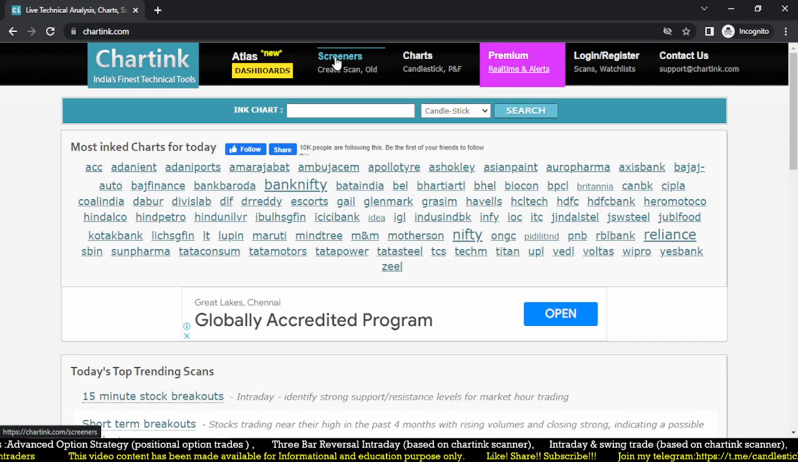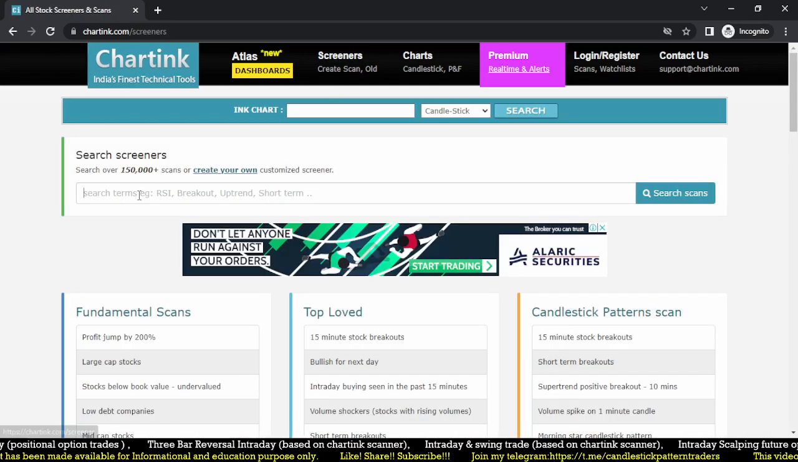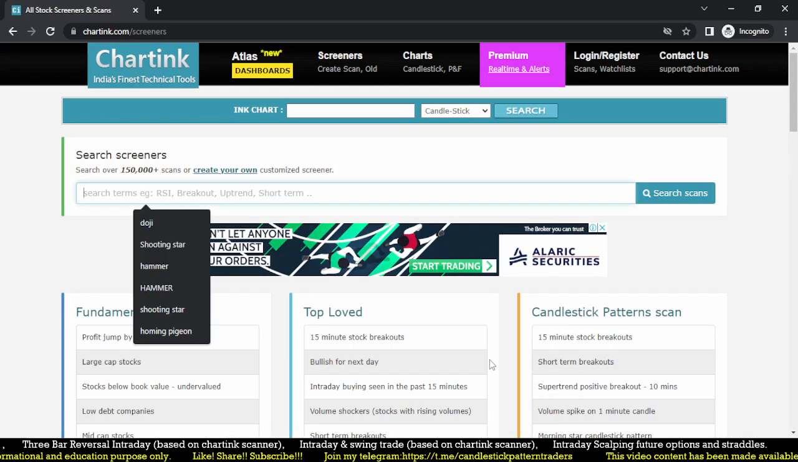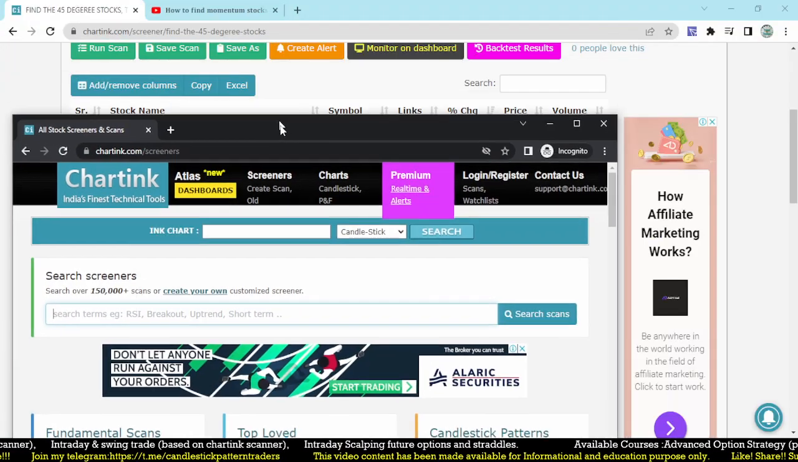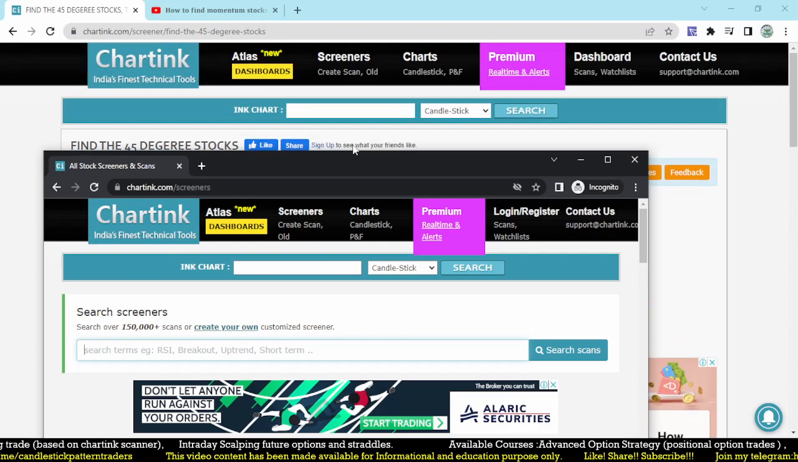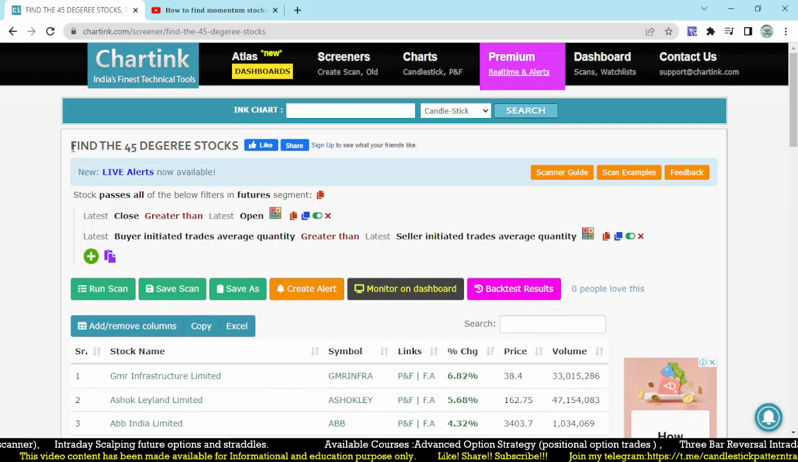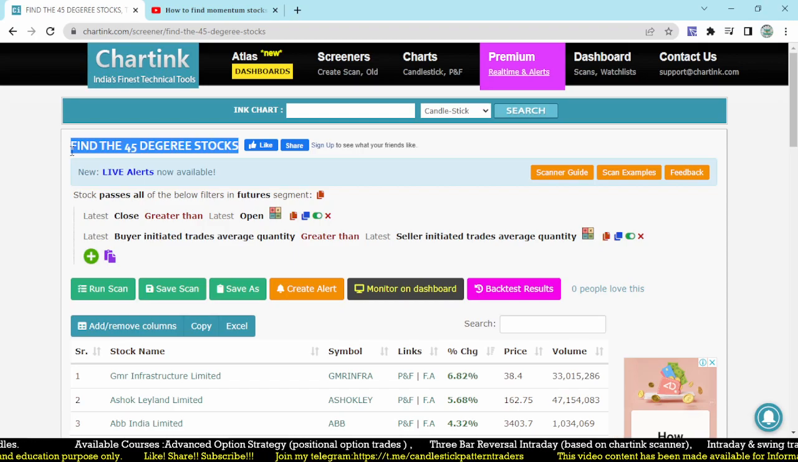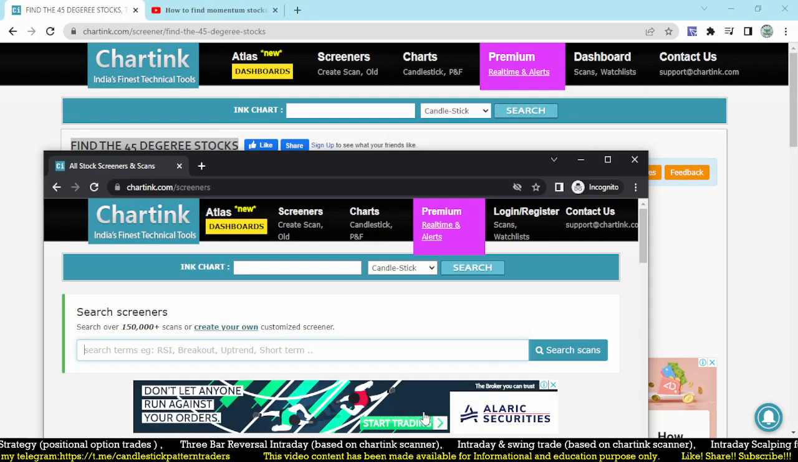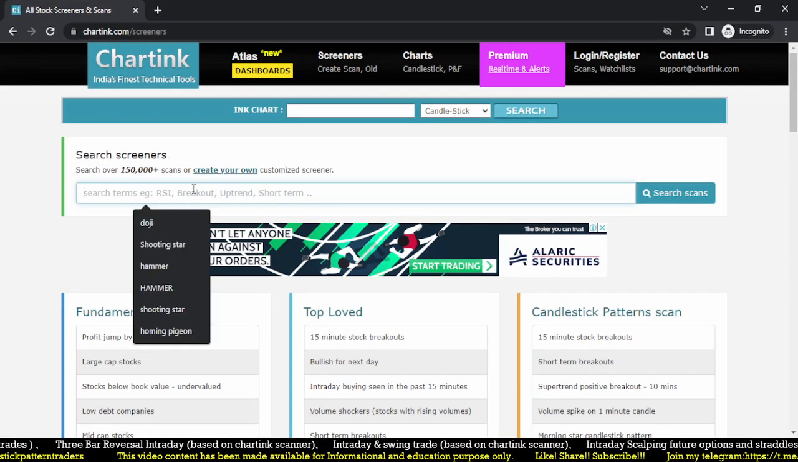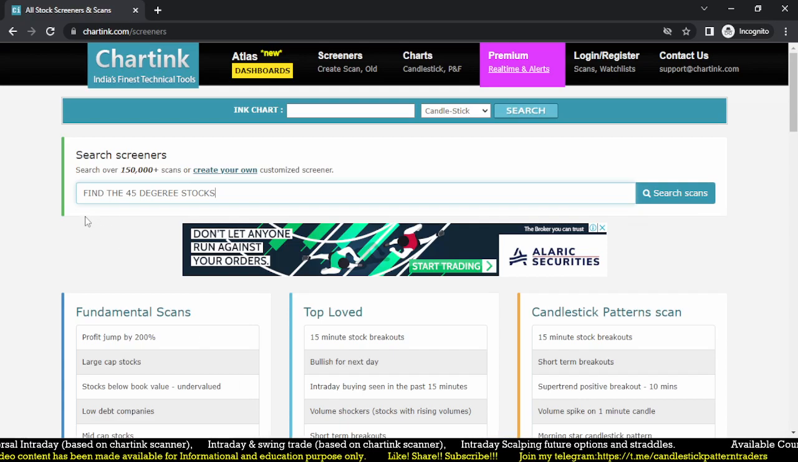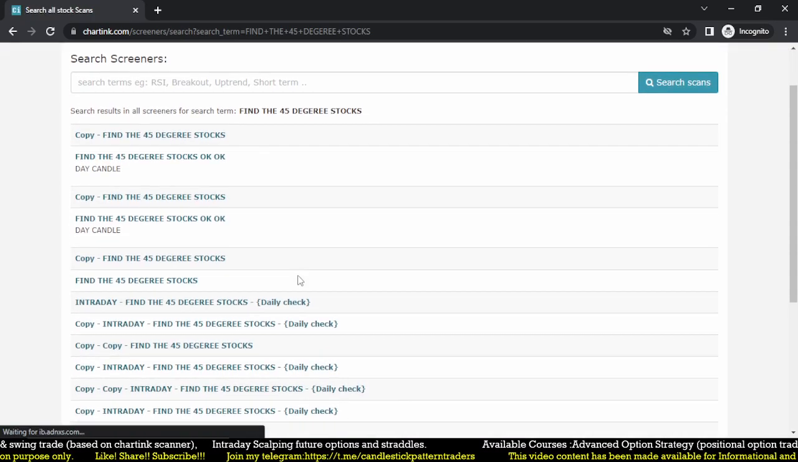You can go to scanners and screeners, then search for whatever name I gave the scanner. The 45-degree stocks scanner is named "Find the 45-degree stocks." Just copy the scan or type the name in the new window and search for it, and you will get it.